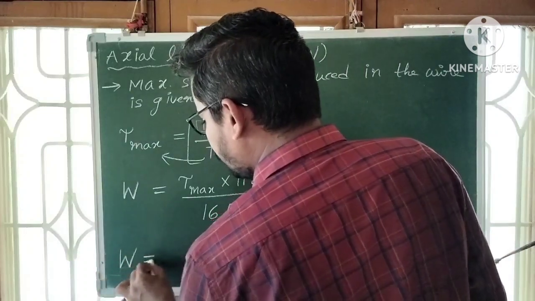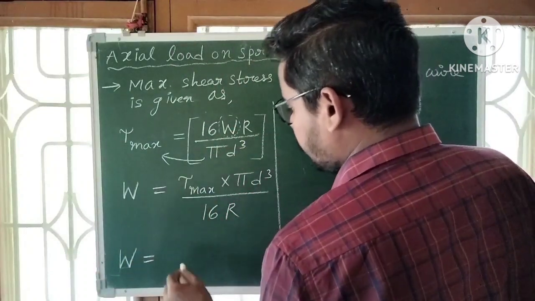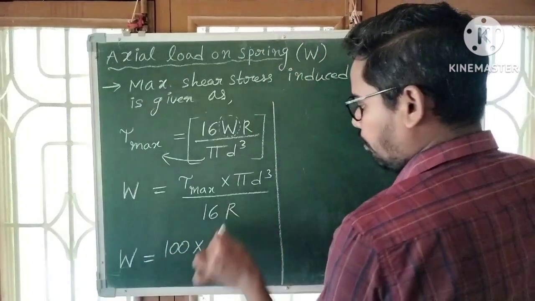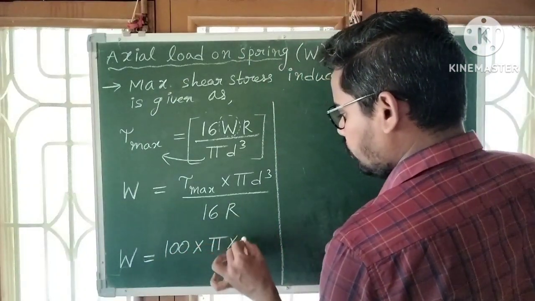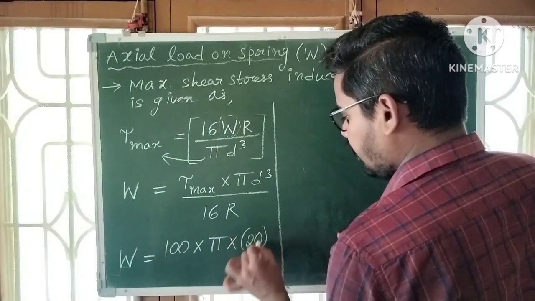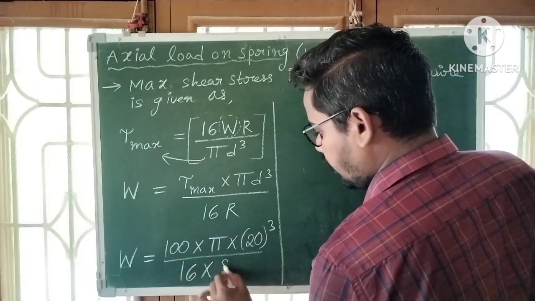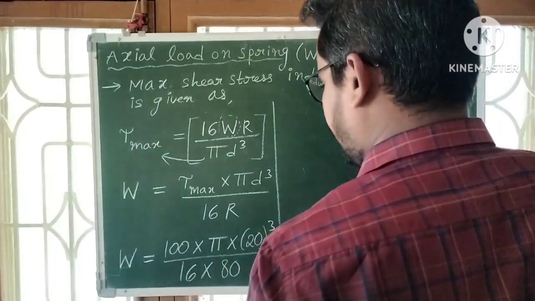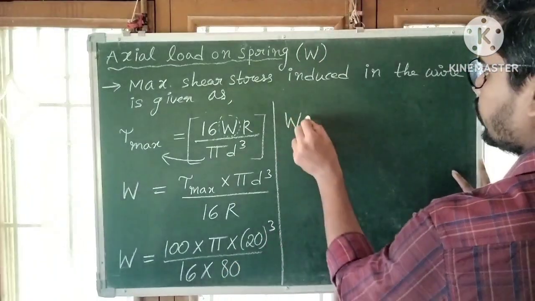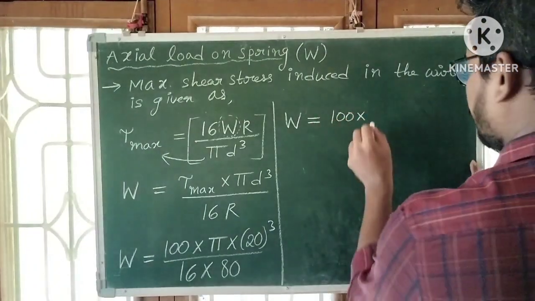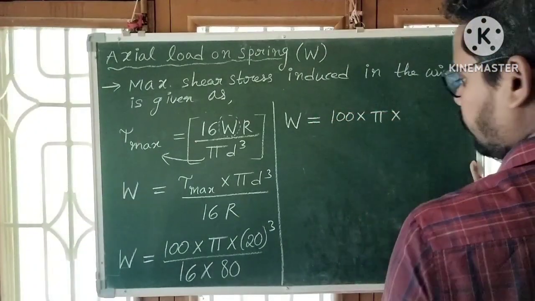Now substitute all the values. Tau max, how much? Maximum shear stress is given as 100 equals 16 W R by pi d cube. Diameter of wire is 20 mm. So 20 cube by 16 into R, how much? R is 8. Okay.